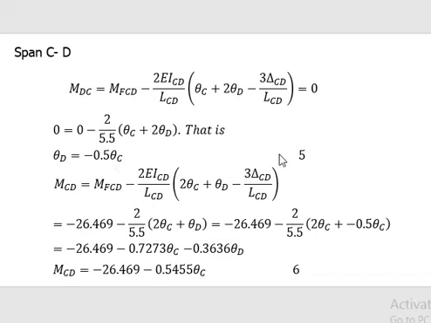That's equation number 5. Then for that span CD, for the moment at the left support MCD, I did what I did earlier with other spans. After calculating, I arrive at MCD equals minus 26.469 minus 0.5455 theta C.